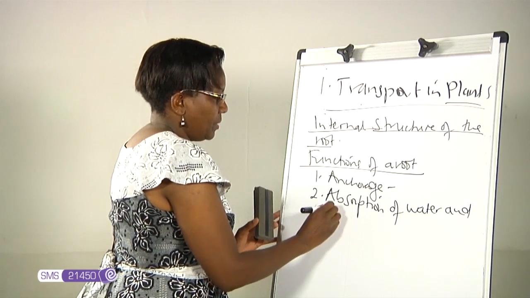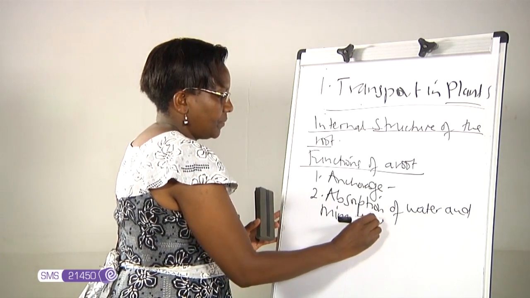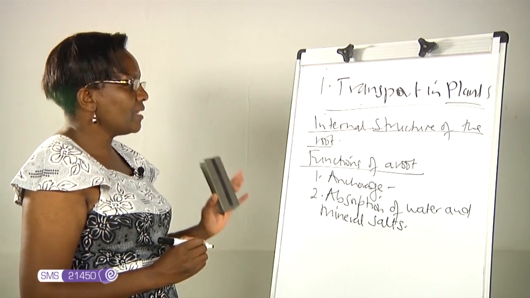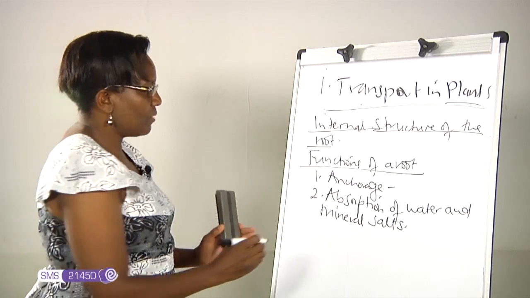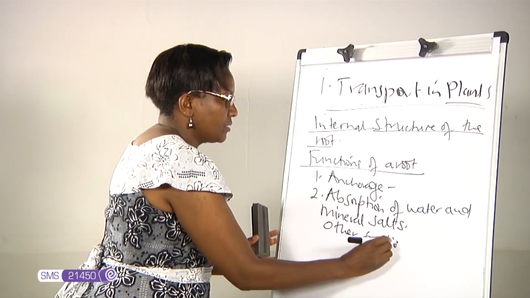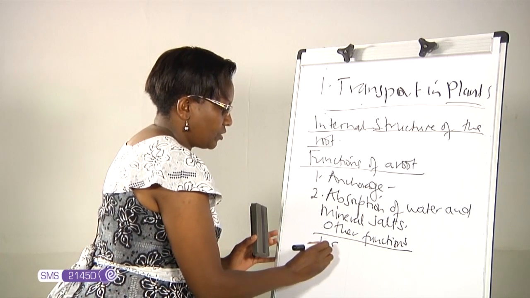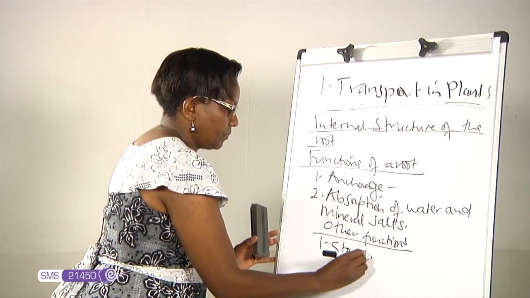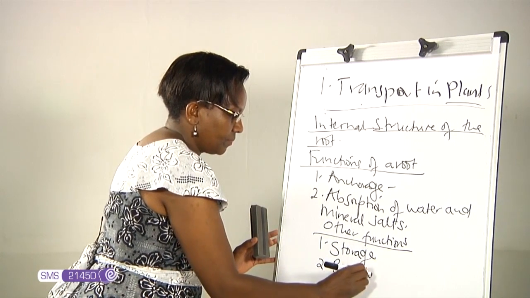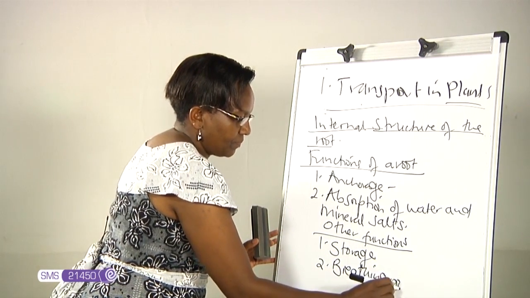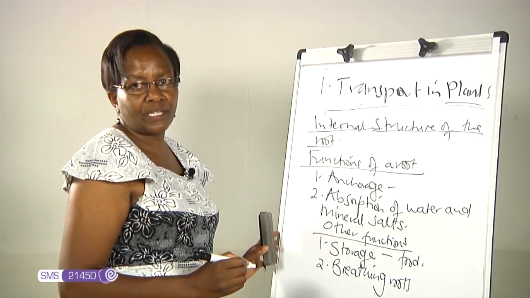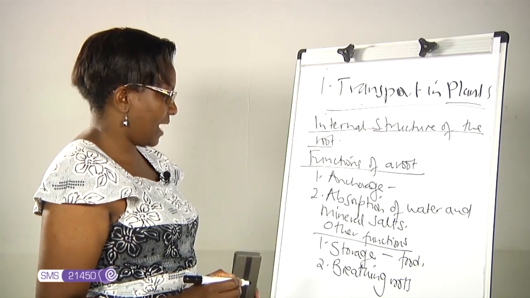and mineral salts. Absorption of water and mineral salts. So those are the two main functions of a root. However, we have other functions. There are other functions like storage and breathing. We have breathing roots. Storage, they can store food. We shall later on look at that.